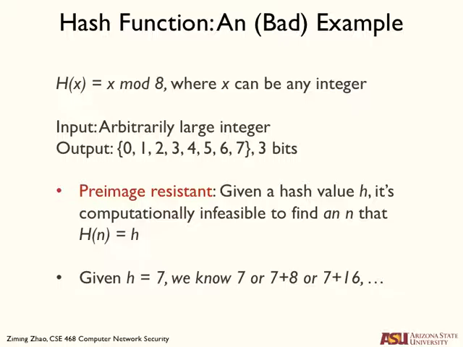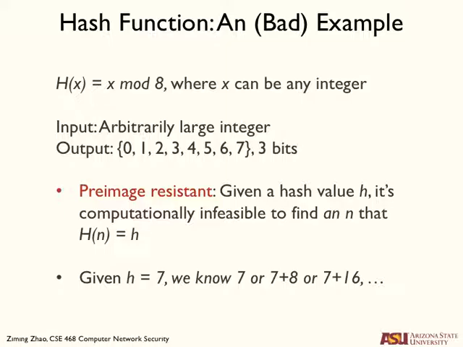However, this hash function does not provide the property of pre-image resistance. For example, if I have a hash value h, let's say h is 7, it's very easy for us to find an integer whose hash value is 7. We know that if we input 7, it will output 7. If we input 7 plus 8, or 7 plus 16, they will always output 7.